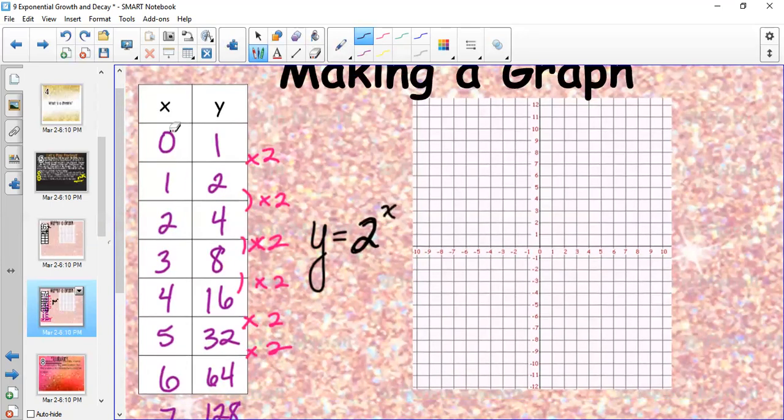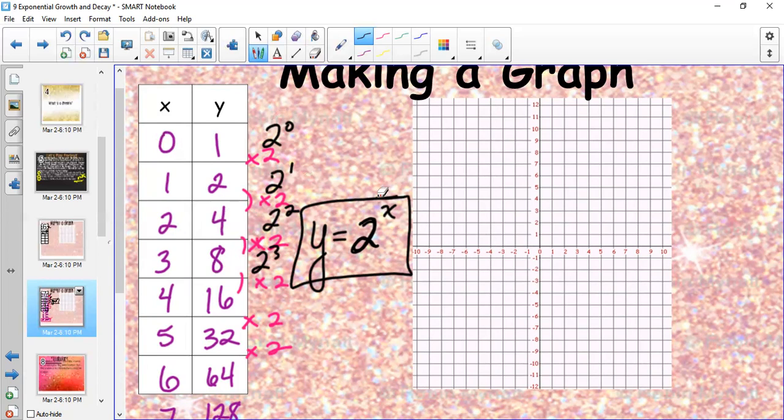So anything to the 0 power, if I plug that in there, 2 to the 0 power would be 1. 2 to the first power would be 2. 2 to the second power would be 4. 2 to the third power would be 8. So our exponential function for this graph is 2 to the x power.